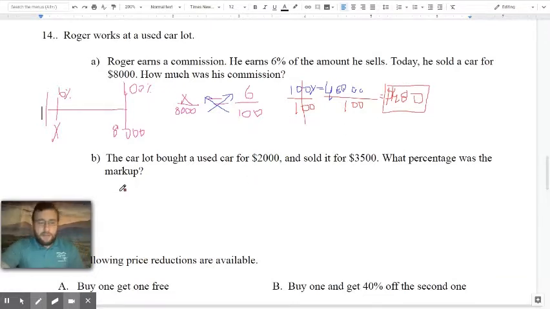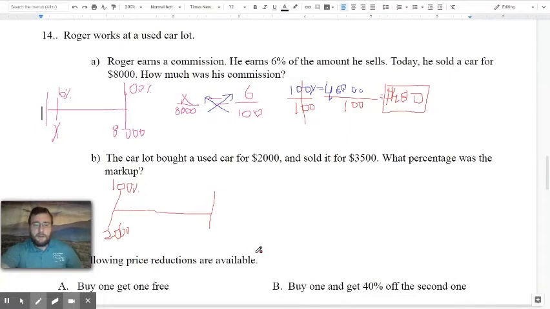All right, now we have a markup problem. Now, markups are increased situations. So I'm going to set up the diagram starting with the original value down here on the left side. And we're going from 2,000 to 3,500. So what we're going to do is put 2,000 over here, and that is your original value. And that's what's matched up with the 100%.